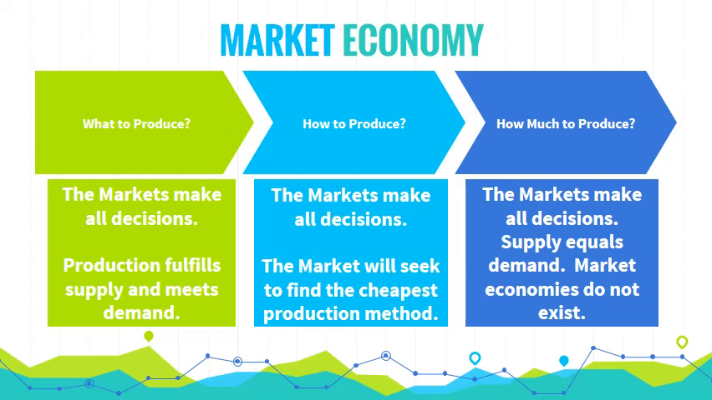So what to produce, the market decides. What do people need? How to produce? Well, the market decides. You're going to go for the cheapest method, right? Because we're not going to spend a lot of money doing that. And how much to produce? Well, since the market makes all the other decisions, the market's also going to make this decision as well. So supply is always going to equal demand. Again, this does not exist.